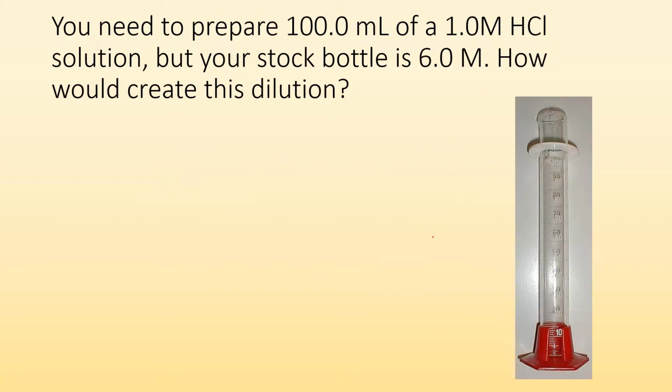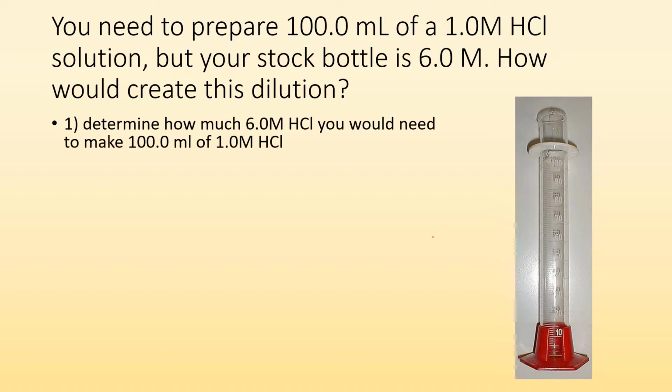Cool. So let's say more practically you needed to prepare 100 milliliters of 1 molar HCl solution, but your stock bottle is 6 molar. How are you going to create this dilution? Well, first you have to determine how much 6 molar HCl you will need to make 100 milliliters of 1 molar HCl. So again, M1V1 equals M2V2. So set it up to solve for my initial volume. How much do I have to start with? I'm starting with the more concentrated thing, but how much of it do I need? Then plug in your numbers.